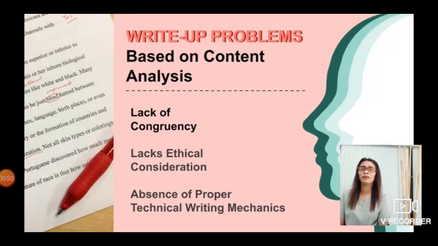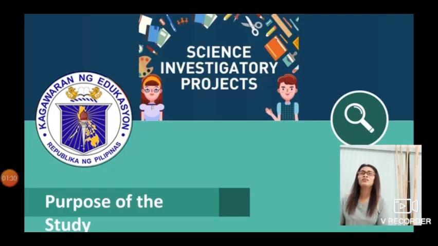During several Division Festival of Talents, or the DFOT in science, it was noticed that several write-ups lack congruency when it comes to research problem, methods, and data analysis. Moreover, several investigatory projects reflect research designs that lack ethical considerations and even proper technical writing mechanics. The main purpose of the study is to ascertain the strengths and weaknesses of science investigatory projects within the province of Cavite through a systematic content analysis.